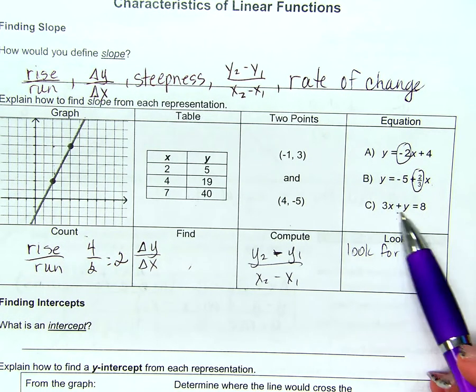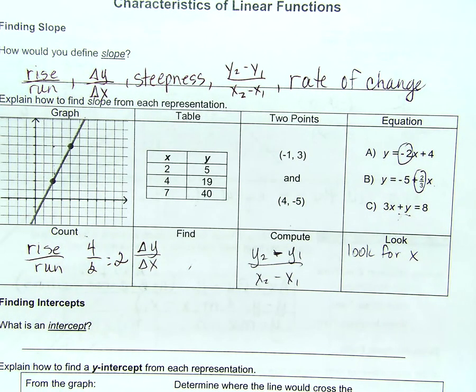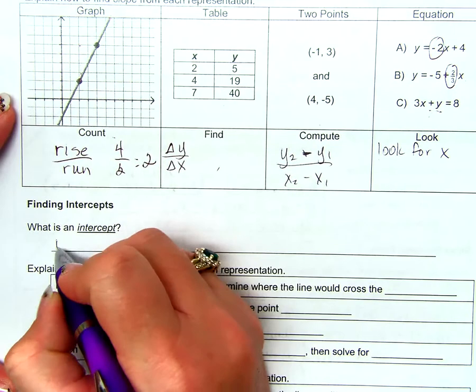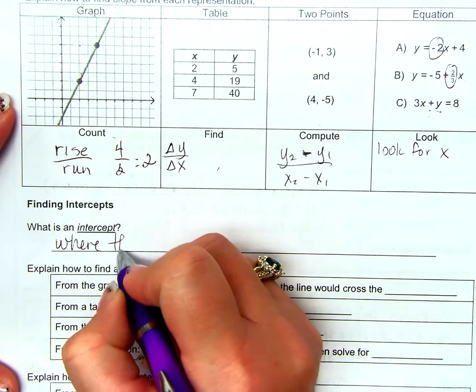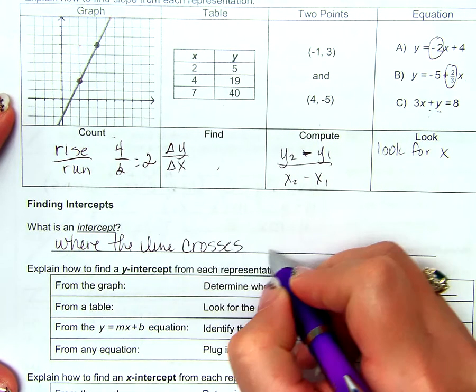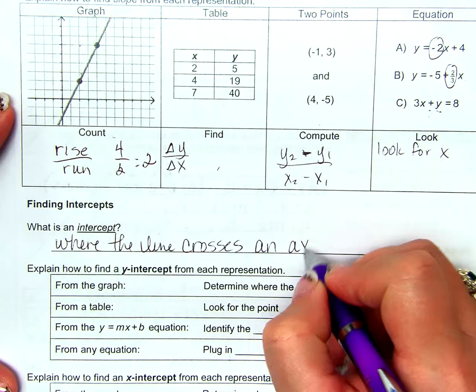What if it's in standard form? Get it in slope-intercept, right? And then look for the x, right? Finding intercepts. What is an intercept? Where the line crosses an axis.